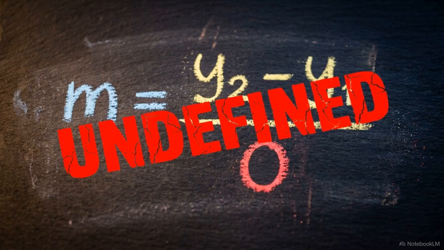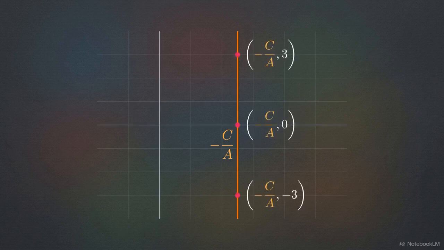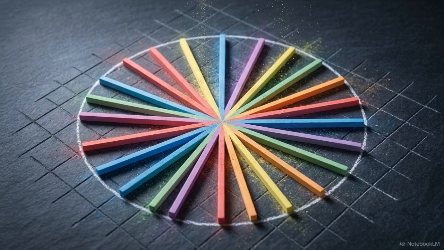The general linear equation is robust enough to describe this scenario. If we set the b coefficient to 0, the y variable is eliminated from the equation. We are left with ax plus c equals 0, which simplifies to x equals negative c over a. This describes a line where every point shares the same x-coordinate, regardless of the value of y, the definition of a vertical line. Since it can represent lines both with and without a defined slope, the general form is a complete model for all linear geometry.